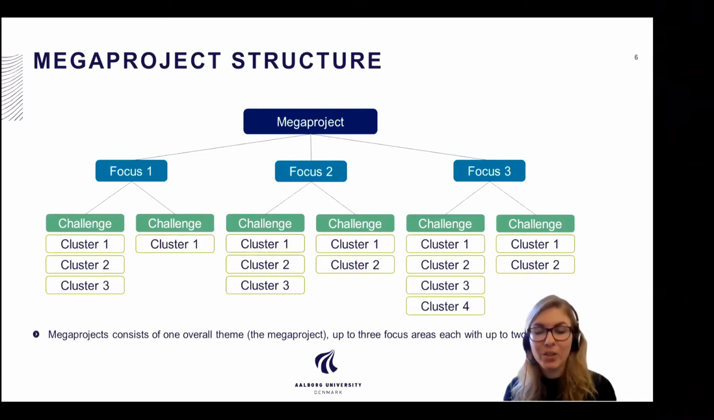The way you get into a cluster is by submitting your project description or proposal to the mega project, and then you will be clustered by the very smart coordinators of the mega projects, who will see where the best symmetries and where the best overlaps will be in terms of how you are looking at the specific problem. Yeah, so this is how the mega project looks.